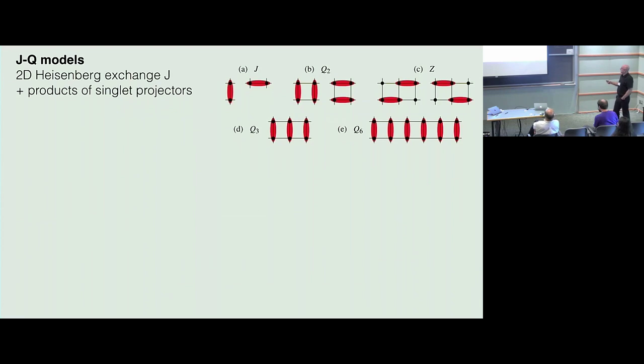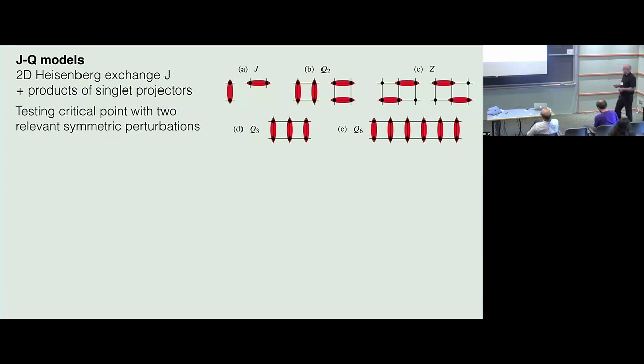So now we have QN models that we normally think of as these projectors arranged in a columnar fashion like this. But we can also do some other arrangements. This one I call Z, kind of looks like a Z, maybe a little bit. So these models I will show results for.